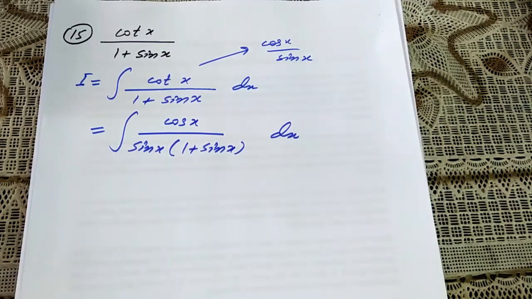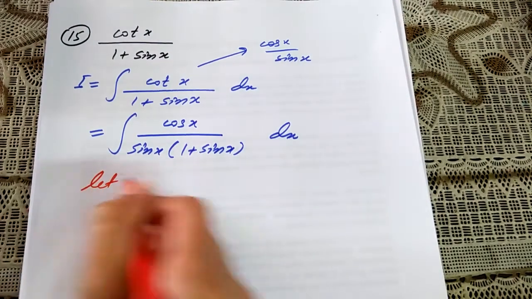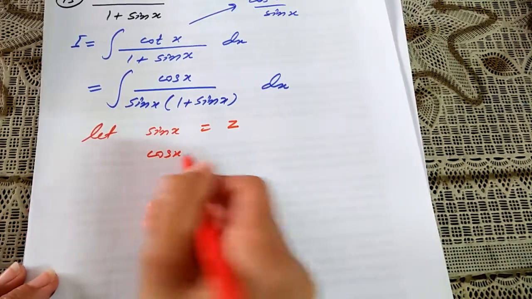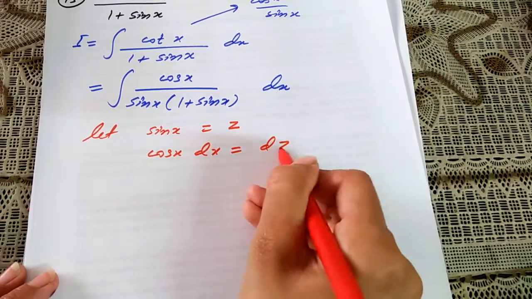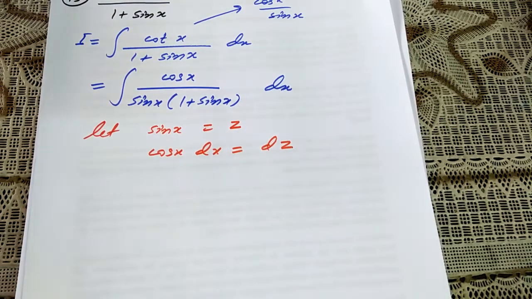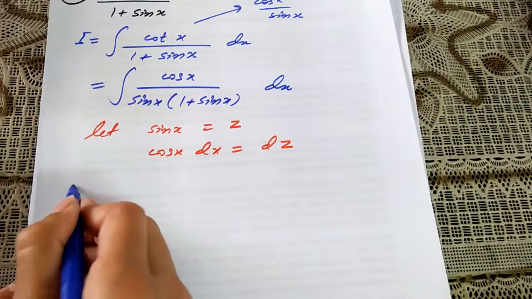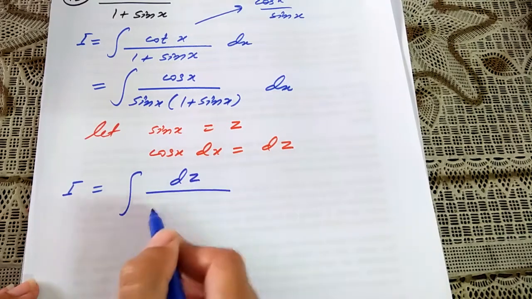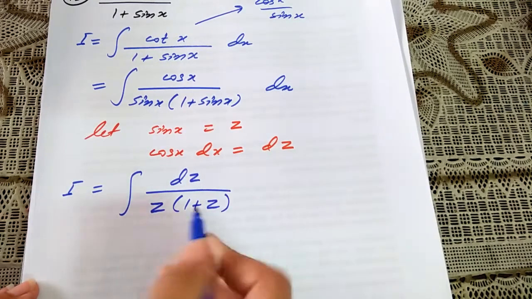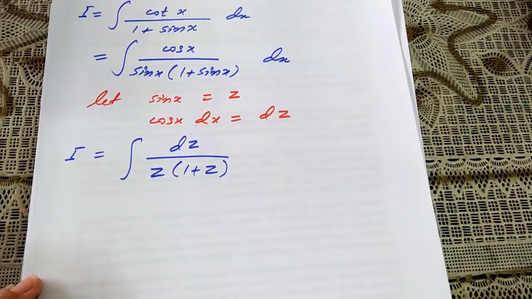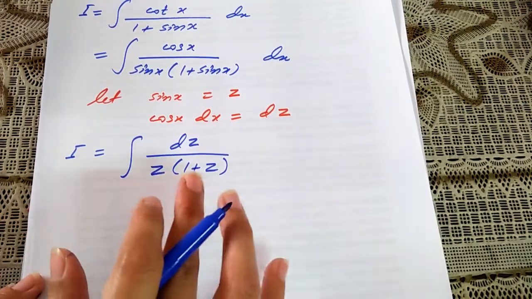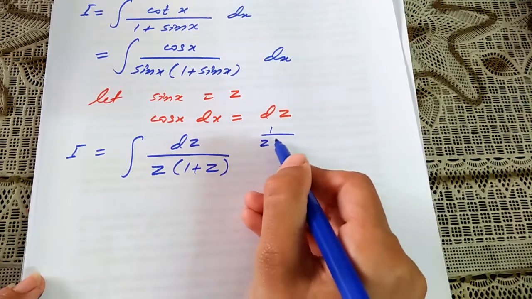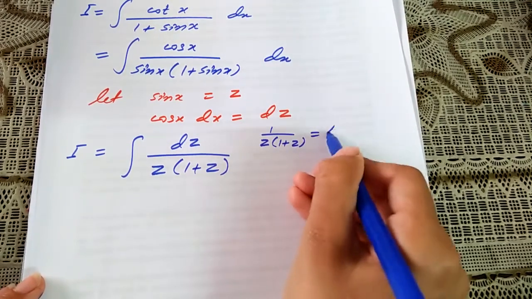Now we will use some substitution here. Let sine of x is equals to z, so that we will get cos of x dx will be equals to dz. So on substitution, I will get here I is equals to dz divided by z into 1 plus z. And you know how you can just solve this? You can solve this by using the partial fraction method. You will consider this function 1 over z into 1 plus z, partial fraction of it.